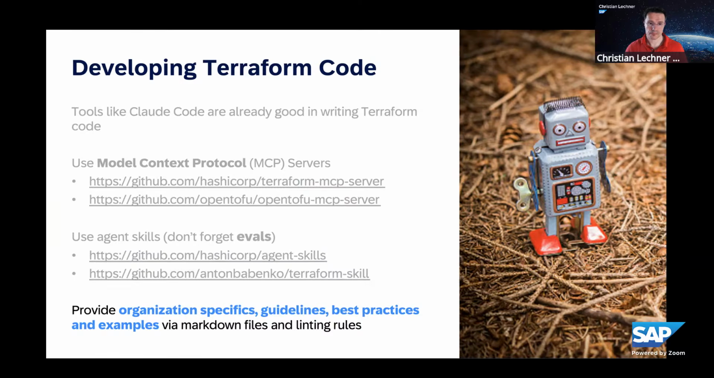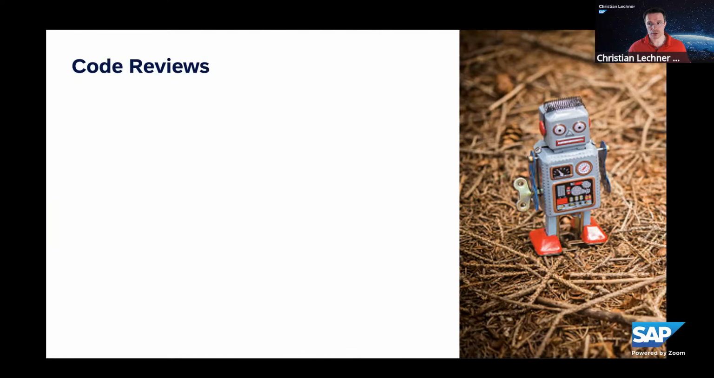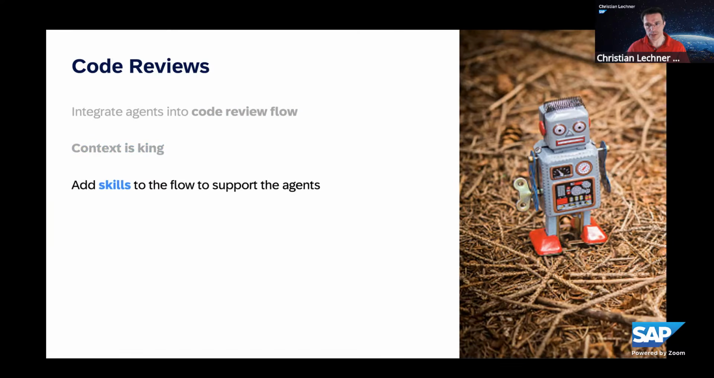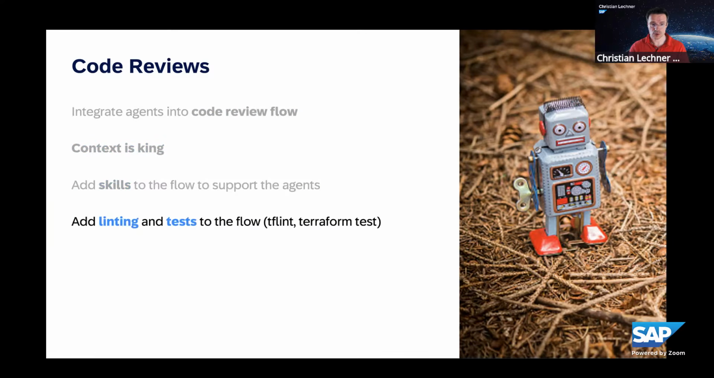The other side of the coin, from my perspective, are code reviews. And of course, this is also something where you should integrate agents. As for developing Terraform code, context is king. So add the skills to the flow to support the agent, but also add the linting and tests to the flow. There are tools that you can enhance and use: tflint for linting, and Terraform test, which is unit testing for Terraform built into the Terraform framework. So make sure that stuff is executed and that the results are available to the agents, because that will improve the overall quality.